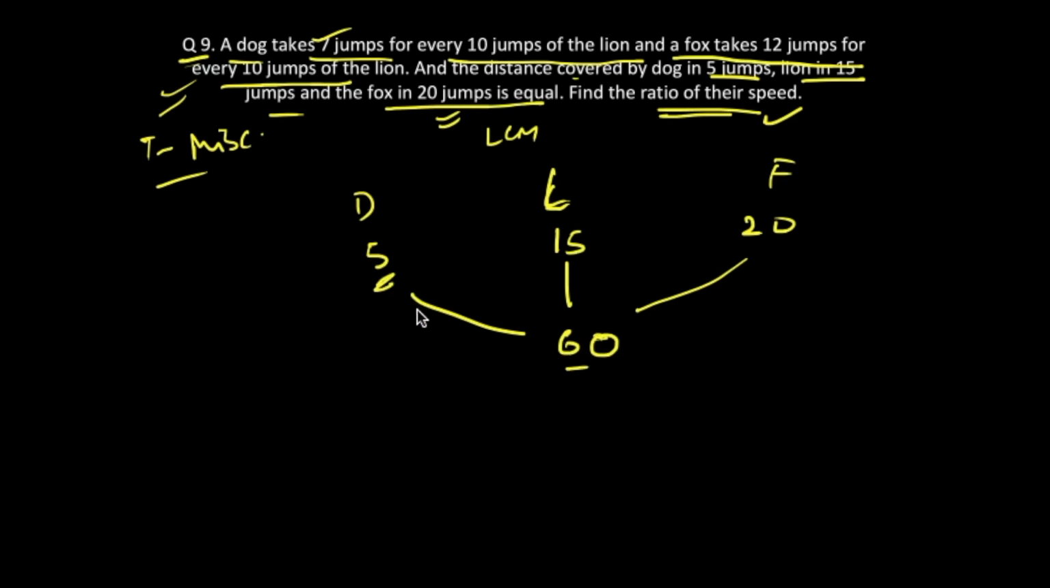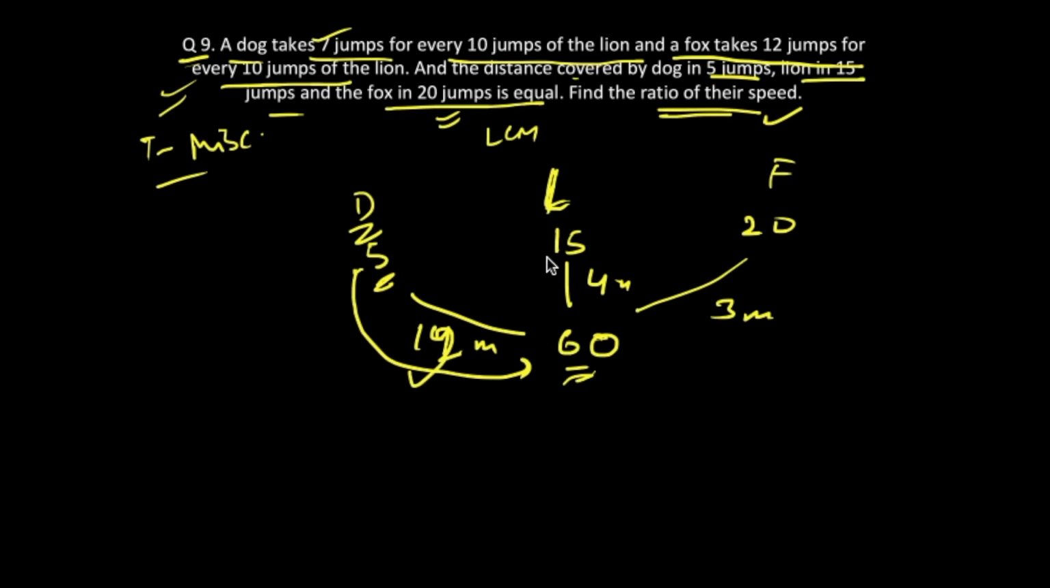So if you divide it by 5 you'll get 12 over here, and if you divide this 60 by this 15 you'll get 4 over here, and 3 over here. So 12 meter, 4 meter and 3 meter are the distances covered by them in every jump of theirs. So in 5 jumps he is covering 60 meter. So this is for dog. In 5 jumps he is covering 60 meters, so every jump he will cover 12 meters.